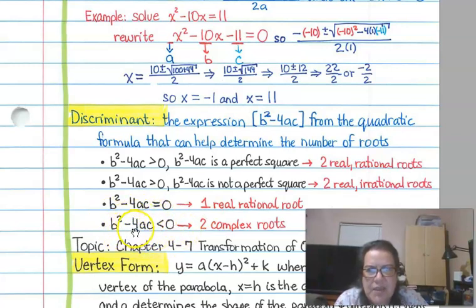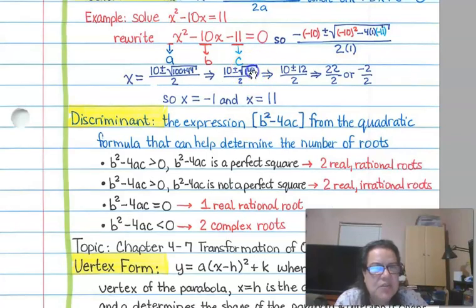And check this one out. If b squared minus 4ac is less than 0, wait a minute, what kind of numbers are less than 0? The only numbers less than 0 are the negatives. What if this was negative 2 inside here? Negative 2. Well, that would be this case. What would you end up with? Look at that. 2 complex roots. Remember, complex, that's imaginary.